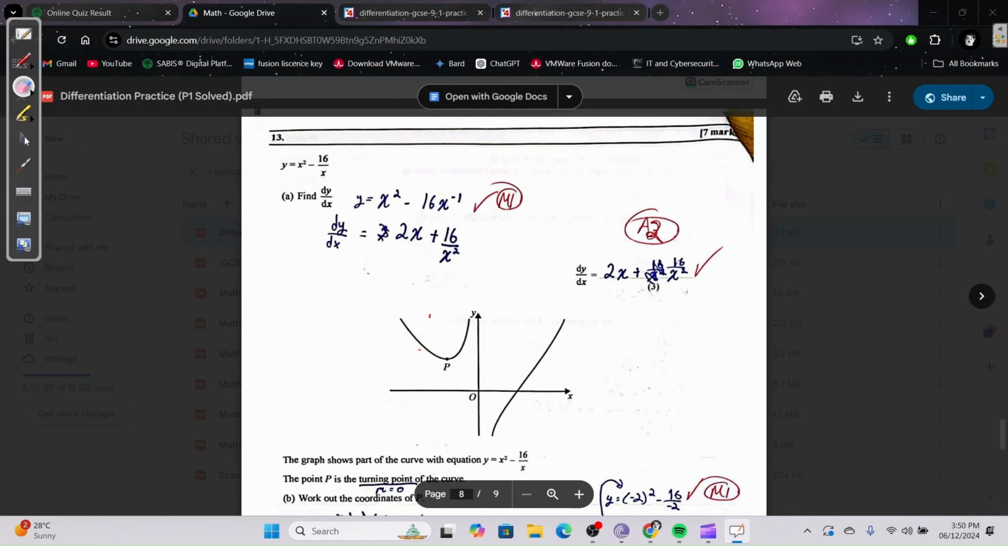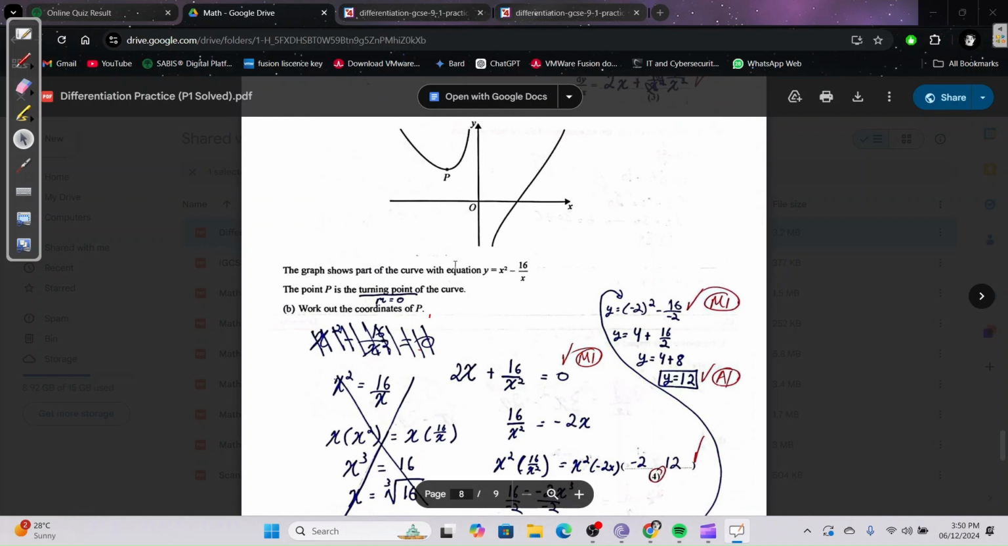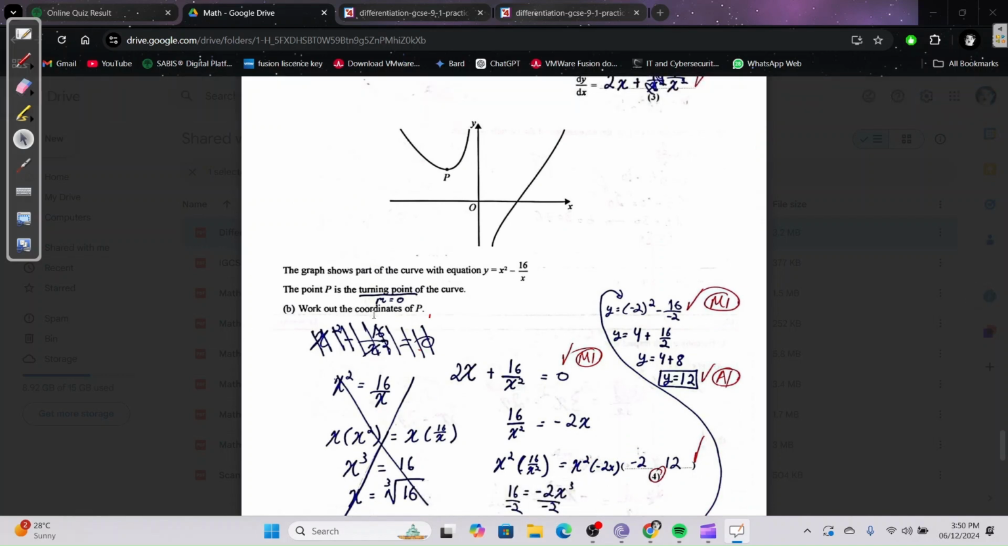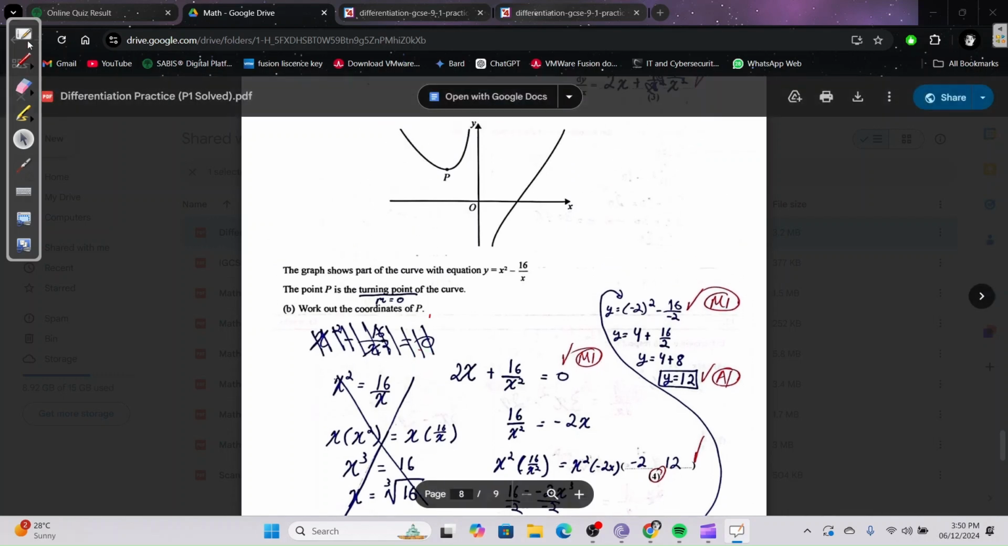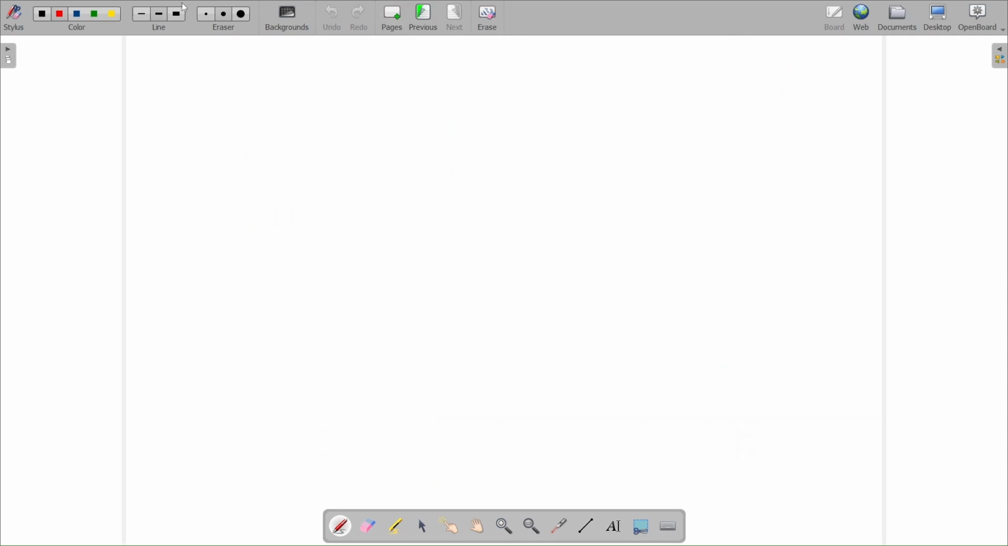This is our derivative. Just gonna remove everything. Okay, moving on. The graph shows blah blah blah. The point P is the turning point of the curve. Work out the coordinates of P. Okay. P is a turning point, so our derivative is going to be set to 0. So dy by dx is going to equal 0. What is dy by dx equal to?